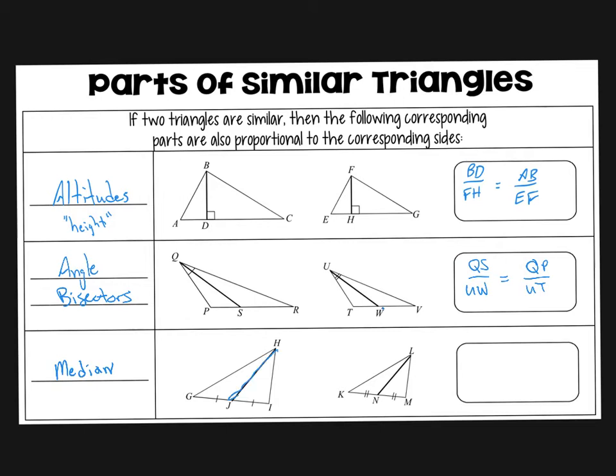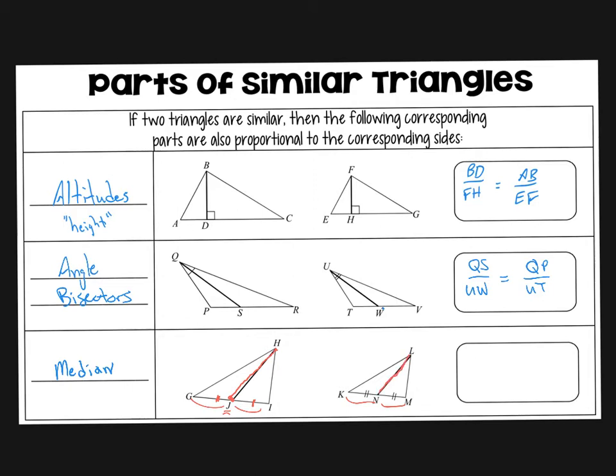Now the median here looks like it's just like that angle bisector, but notice there are no congruency marks on the angles. Instead, the congruency is over here. So what a median does is it comes from a vertex, in this particular case H, and it meets the opposite side right at the midpoint. So J is the midpoint of segment GI. Thus, GJ and JI are the same length. Notice KN and MN are the same length. That's because this must be the other median.